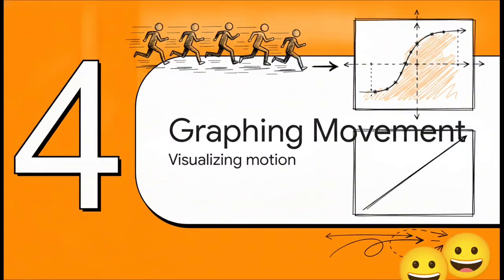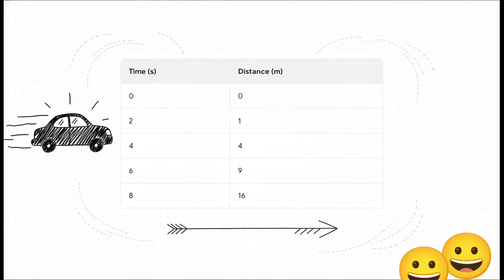All right, section 4, graphing our movement. Let's start visualizing all this motion. If we track a car's movement over time, a really clear story starts to emerge. At 0 seconds, it's moved 0 meters. After 2 seconds, 1 meter. After 4 seconds, 4 meters. By 8 seconds, it's covered 16 meters. Do you notice how the distance is jumping by larger and larger amounts?